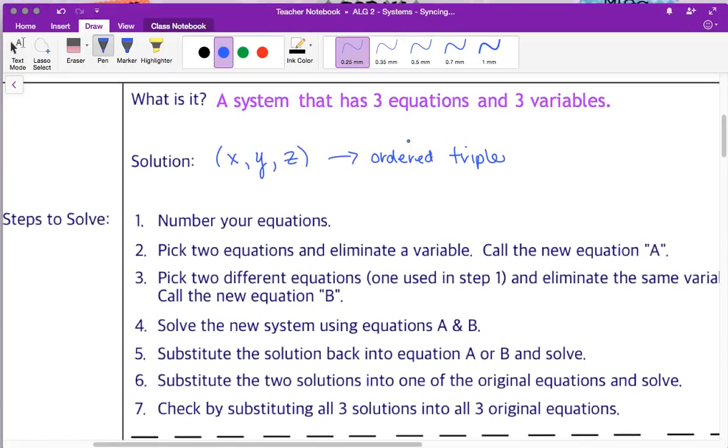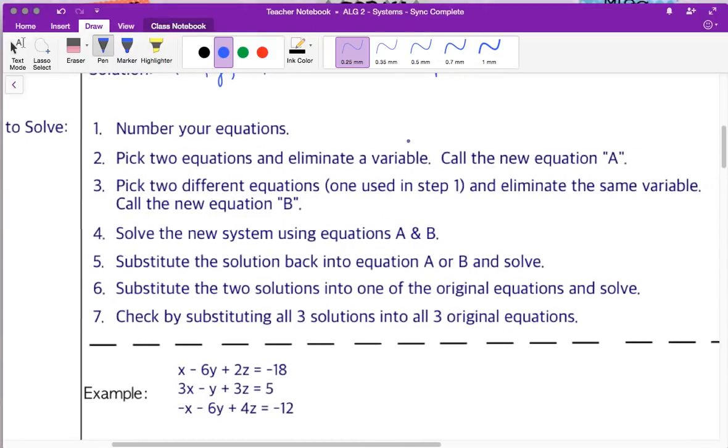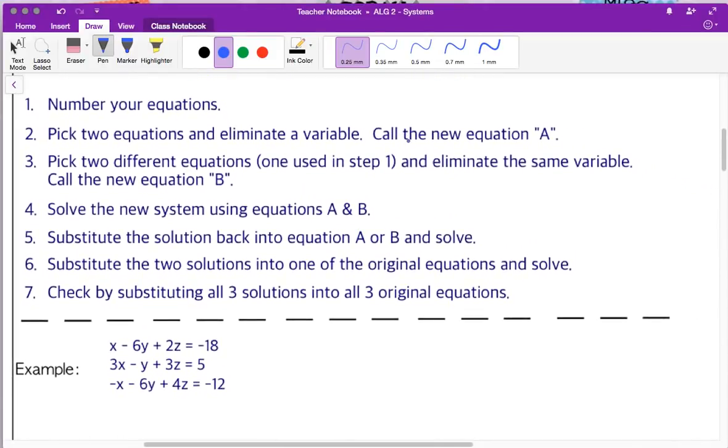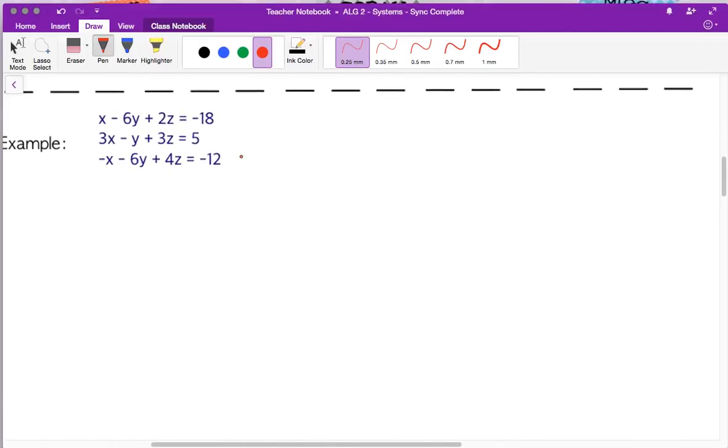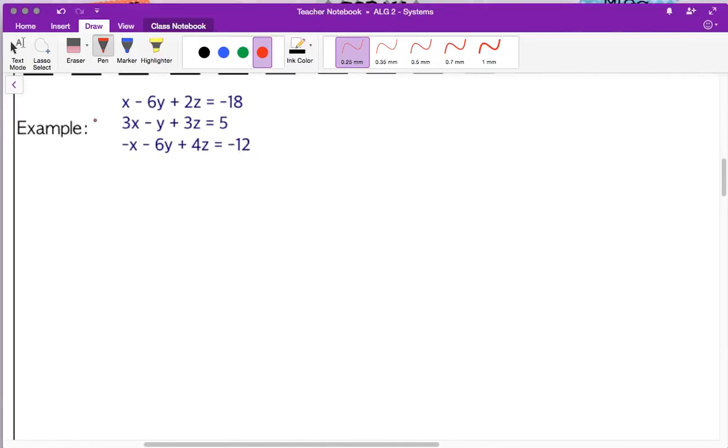Now down here I have some steps to solve a system of 3 equations. And I encourage you to pause the video and write those steps down if you did not print out the notes. Solving a system of 3 equations can be a long process, and it's easy to get lost in that process. So you want to make sure that you follow the steps until you know how to solve them. Step 1 says for us to number our equations. So let's go down here to our example, and I'm going to number our equations 1, 2, and 3. Okay? All right, so now we're going to move on to step 2.